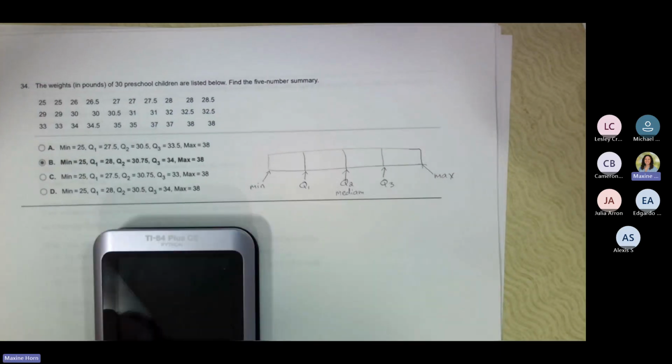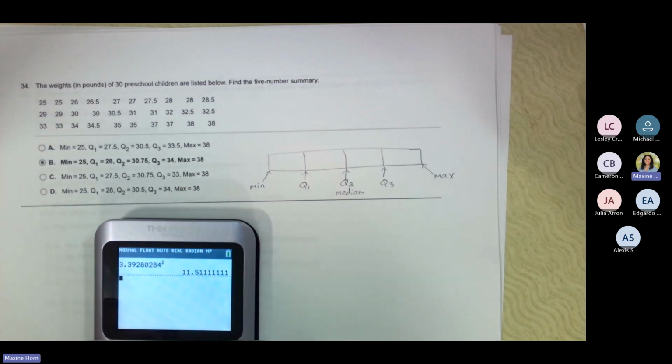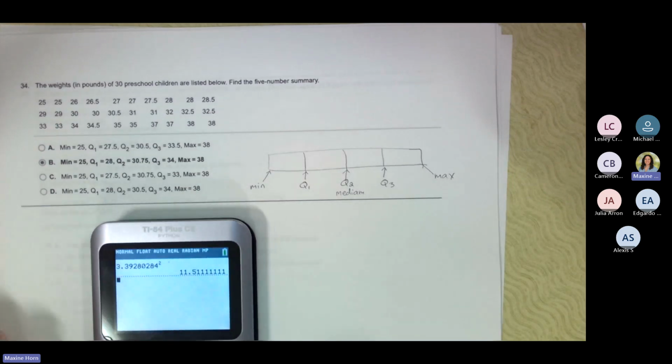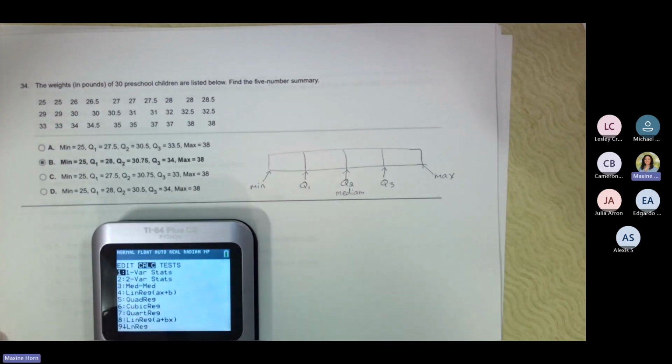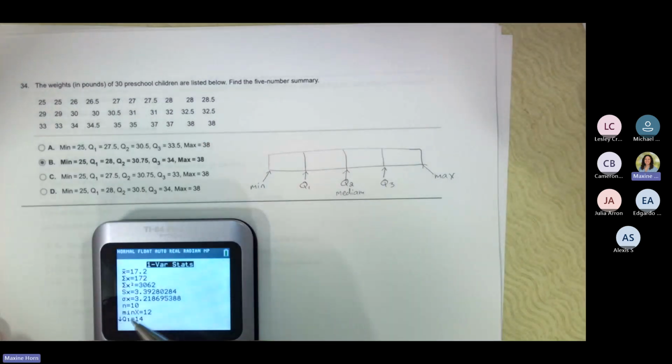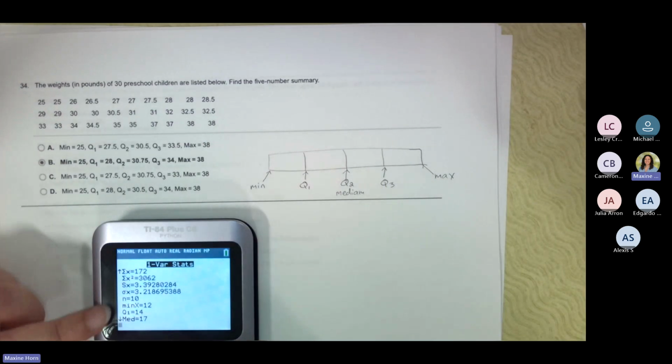But again, your calculator is going to give all of those numbers to you. Stat calc. I mean, these aren't these numbers, but that's what all this down here is, right? Minimum, first quartile, median, third quartile, max. It just spits them all out for you.